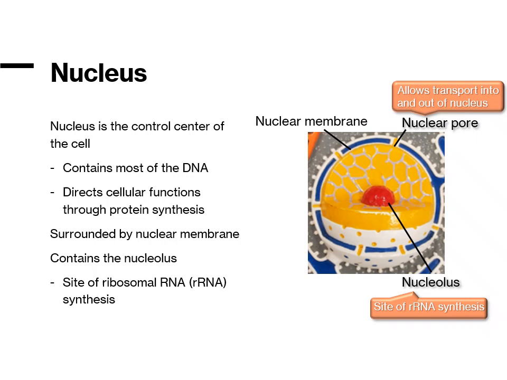Most of the time, a dense spot called the nucleolus can be observed inside the nucleus, which is where ribosomal RNA is produced. The ribosomal RNA will then be transported to the cytoplasm along with certain proteins, where the final stages of ribosome assembly will take place.